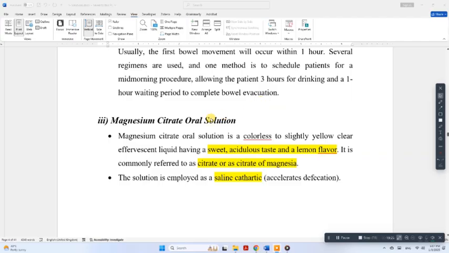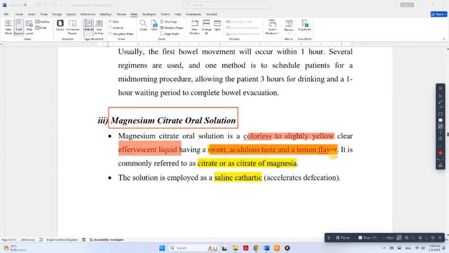Another solution, which is usually given when there is constipation, is magnesium citrate oral solution. Magnesium citrate oral solution has other names, such as citrate of magnesia or simply citrate. It is usually a clear solution, but it can also be slightly yellow. It is provided as an effervescent liquid, so it has a sweet taste, an acidic taste, and a lemon flavor. This is a nice taste to have, it is acidulous, like sour, with a sweet taste.